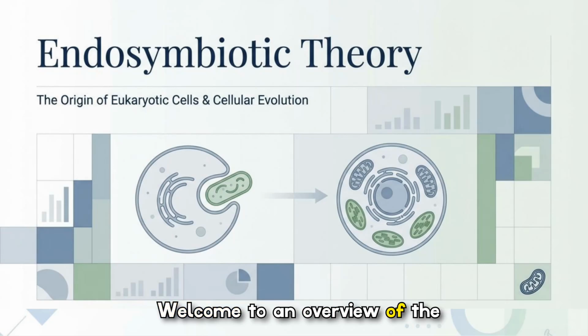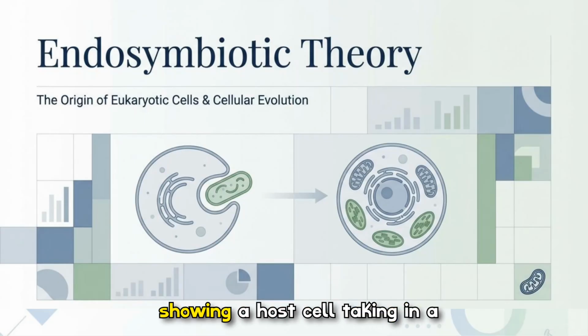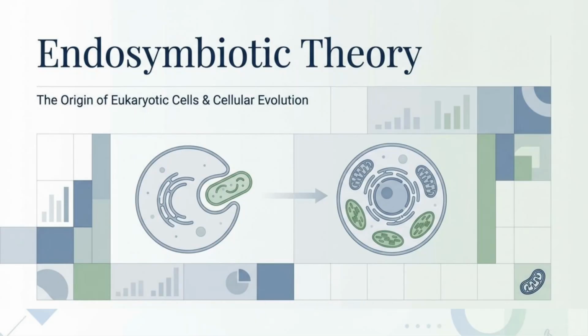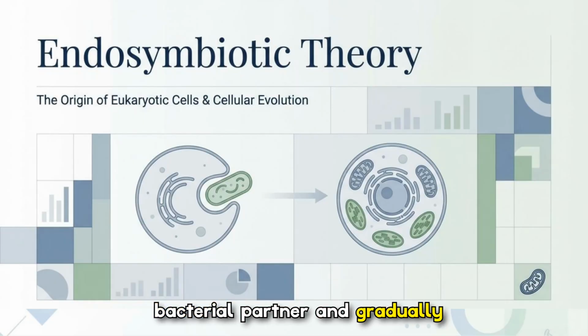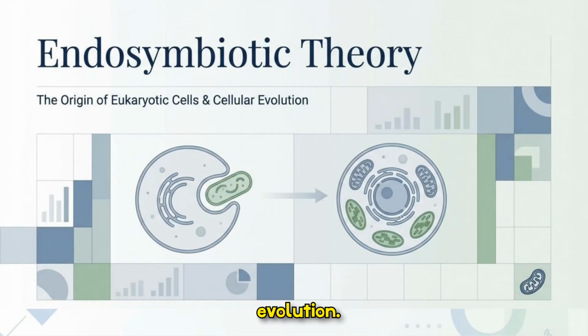Welcome to an overview of the endosymbiotic theory, the idea that complex eukaryotic cells evolved by incorporating free-living bacteria. In this slide, you see a simple diagram showing a host cell taking in a bacterial partner and gradually transforming into a cell with internal organelles, which sets the stage for how mitochondria and plastids first appeared in evolution.